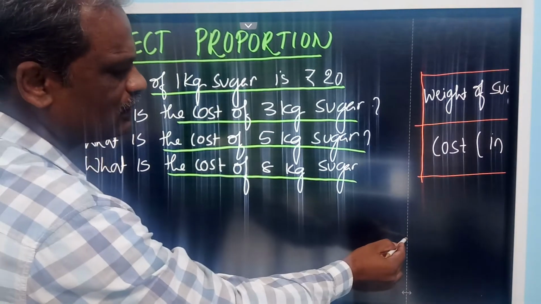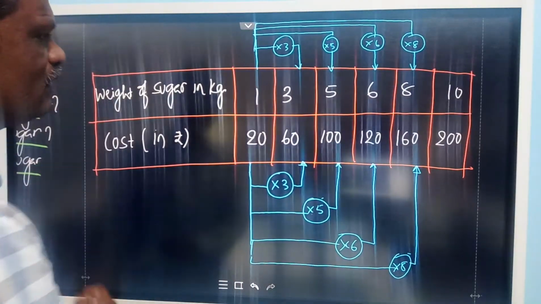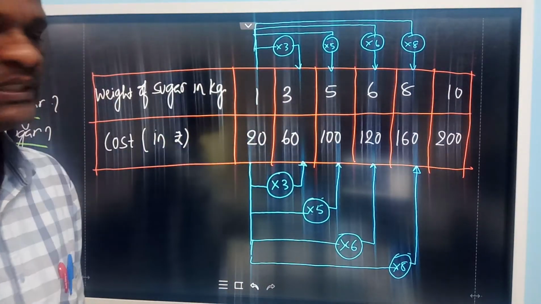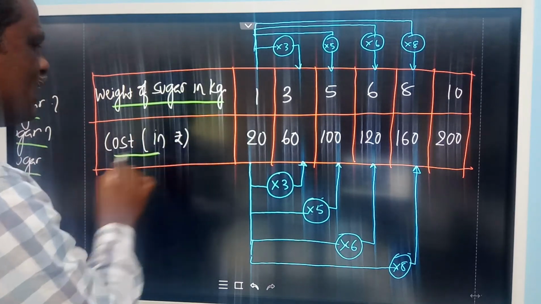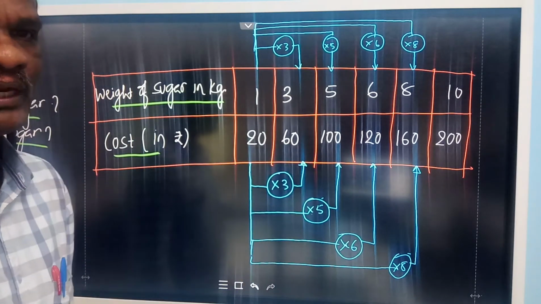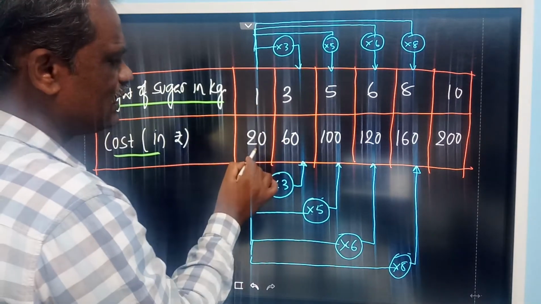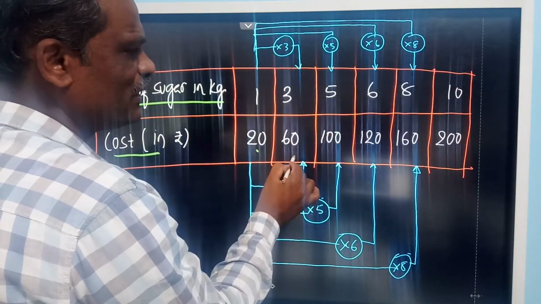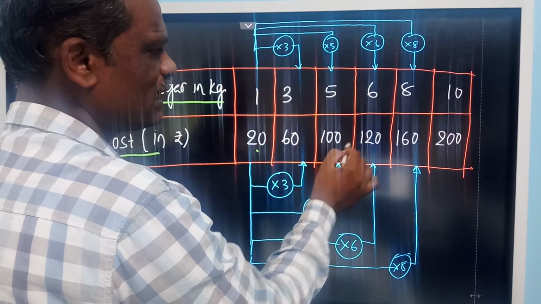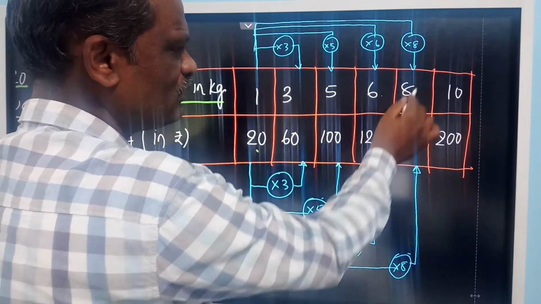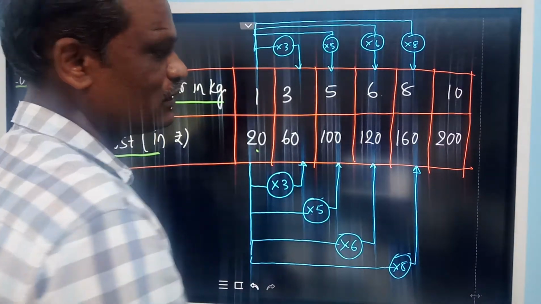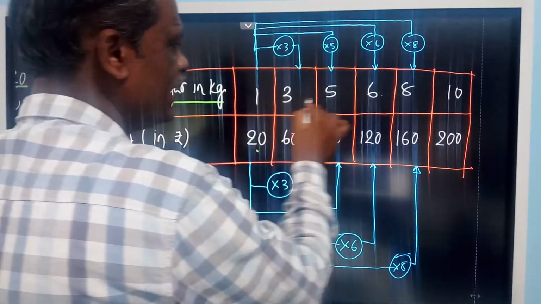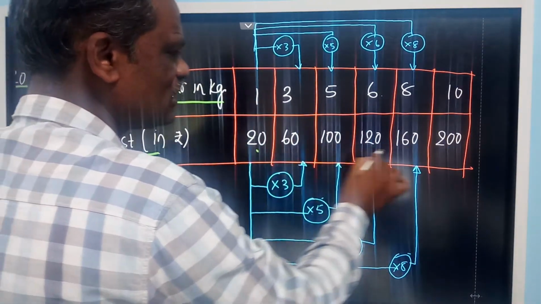So now I have written everything in a table. 1 kg sugar, 20 rupees. Weight of sugar in kg, and the cost is given here in the form of a table. 1 kg costs 20 rupees. 3 kg becomes 60 rupees, 5 kg becomes 100, 6 kg becomes 120, 8 kg becomes 160, and 10 kg becomes 200. If the weight is increasing, its cost is also increasing.